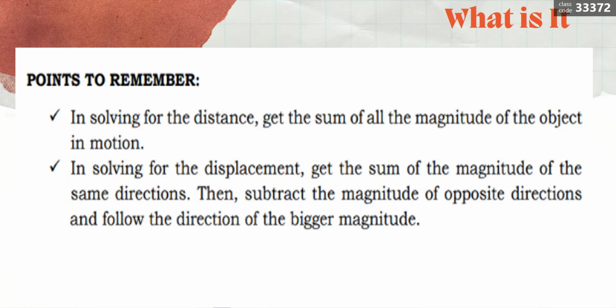Okay, let's move on. Points to remember. In solving for the distance, get the sum of all the magnitudes of the object in motion. And in solving for the displacement, get the sum of the magnitudes of the same directions, then subtract the magnitudes of opposite directions and follow the direction of the bigger magnitude.